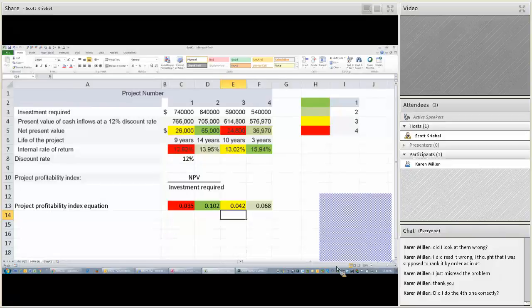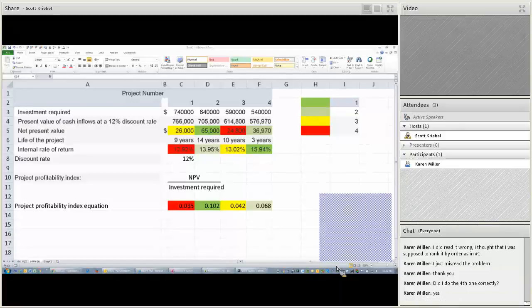Did you do the 4th one correctly? The fourth problem. So question number 4. 1, 2, 3, 4. Let's go back to that. The one about payback periods? Yes, you got that one correct. You got the fourth one right and the fifth one.